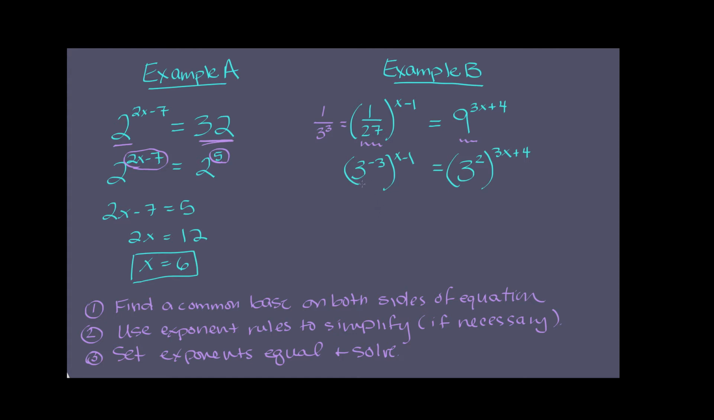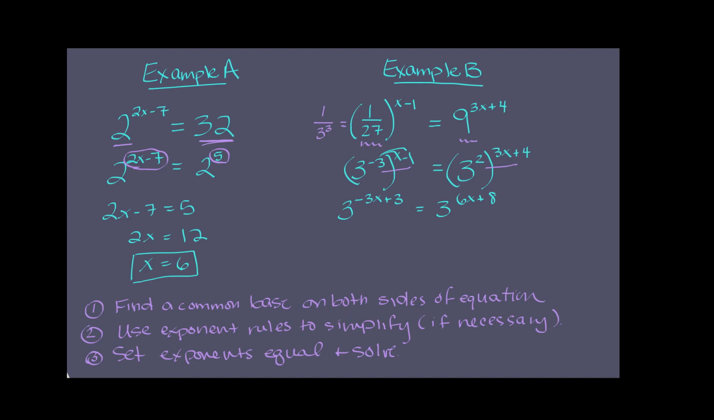And now we have 3 to a power to another power on both sides. This is a situation where we're going to need to use our exponent rules to simplify these exponents, right? This is the power to a power property, and that tells us that we need to multiply. So we're going to have 3 to the negative 3x plus 3. I just distributed that negative 3x. And then we're going to have 3 to the 6x plus 8.